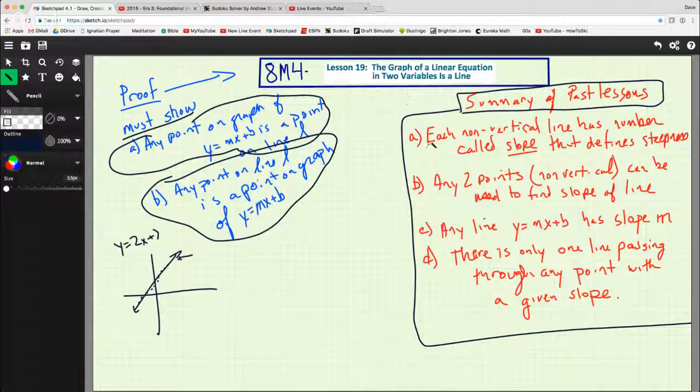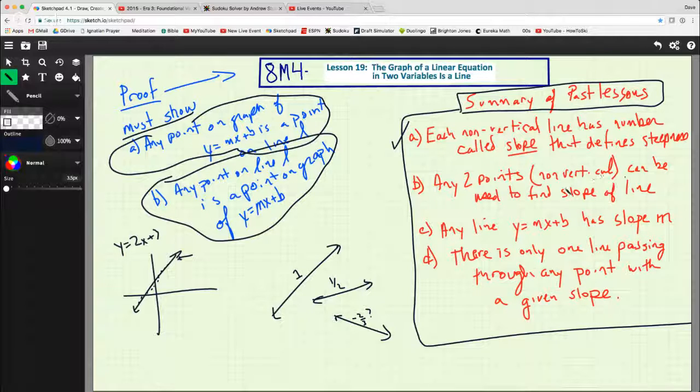Okay, so the first point is that each non-vertical line has a number called slope that defines the steepness. So every line, whether it's this line or this line or this line, has a number that determines its slope. This might have a slope of 1. This might have a slope of, I don't know, a half. And this might have a slope of about negative 2/3. Again, if it's positive, it goes up left to right. If it's negative, it goes down left to right. That's point one.